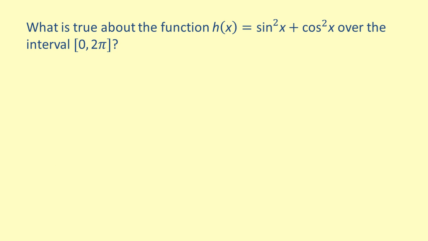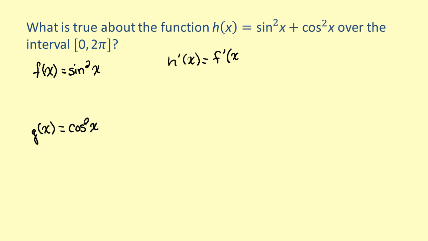Here we have the function h of x equals sine squared of x plus cosine squared of x, and we want to determine what is happening to this function over the interval from 0 to 2 pi. Let's let each term of this function be its own function. So we can let f of x equal sine squared of x, and g of x equal cosine squared of x. Recall that the sum rule states that the derivative of a sum is equal to the sum of the derivatives. So, h prime of x is equal to f prime of x plus g prime of x.